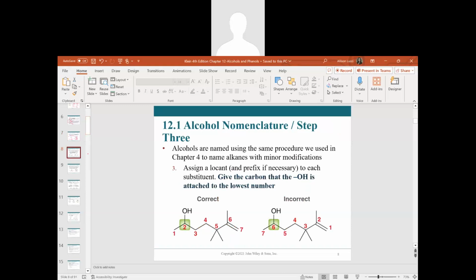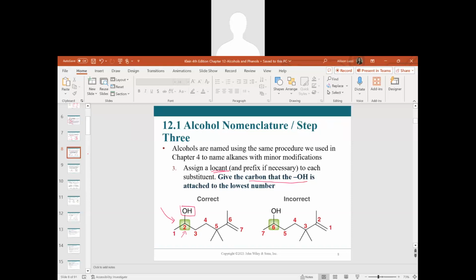So step 3, say we have a locant to assign and any prefixes to our substituents. We would give the carbon that has the OH the lowest number. So we see 2 examples down here. If we start numbering from this end, our OH group has the lowest numbering possible. So this is the correct structure, where it has a 2.